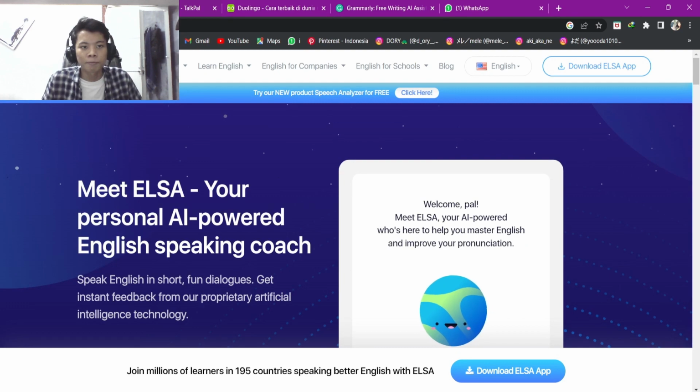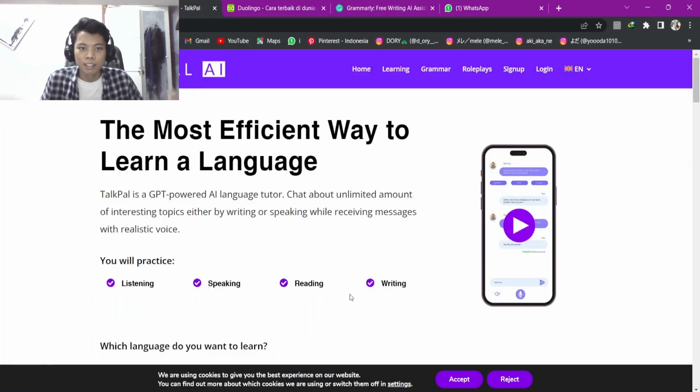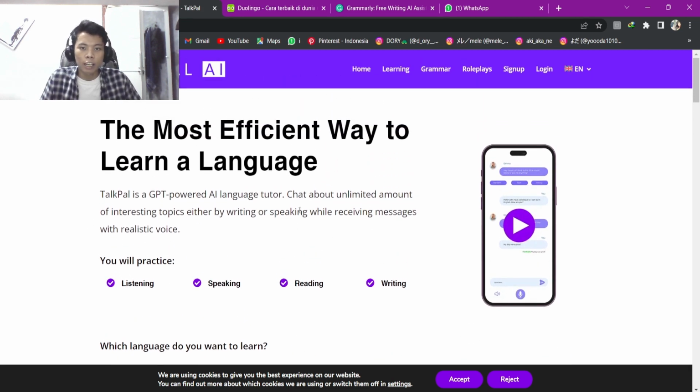First, we have Talkball AI. This is Talkball AI. Talkball is a GPT-powered AI language tutor. Chat about an unlimited amount of interesting topics, either by writing or speaking, while receiving messages with a realistic voice. See, Talkball AI includes listening, speaking, reading, and writing. All of it is on Talkball AI.